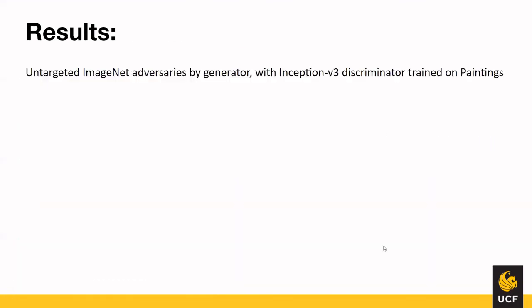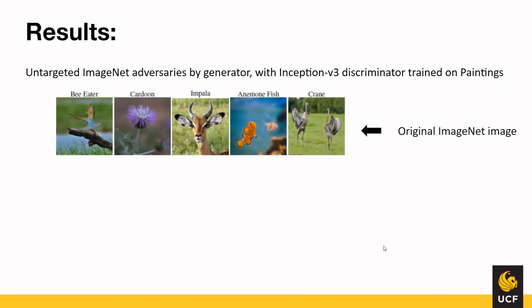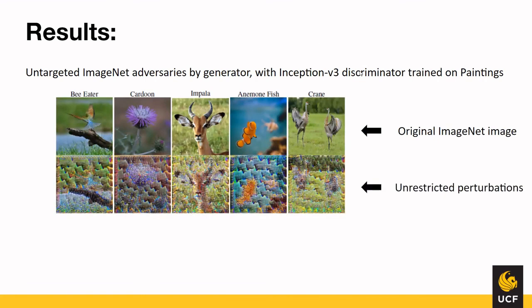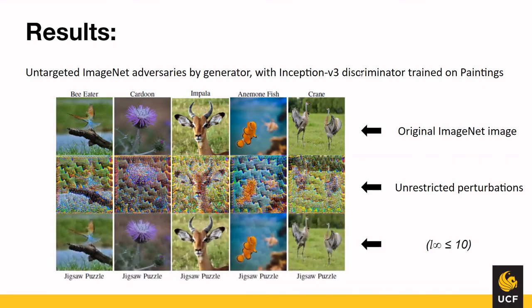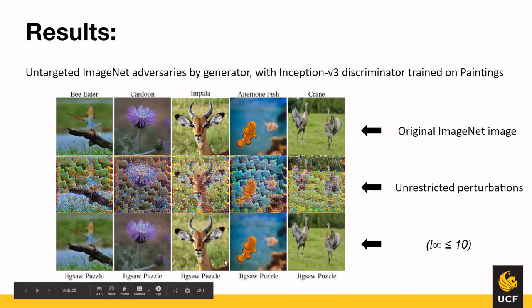To conclude this presentation, I'm just going to visualize a couple more perturbations that are created with this generative attack. Here is a row of clean ImageNet images, and their ground truth labels are provided above each image. The middle row is the unrestricted perturbation created by the generator, and the last row is the final result after projecting back into the L-infinity ball, and I also provide the predictions of these adversarial images.